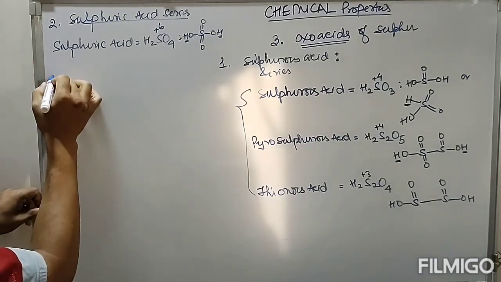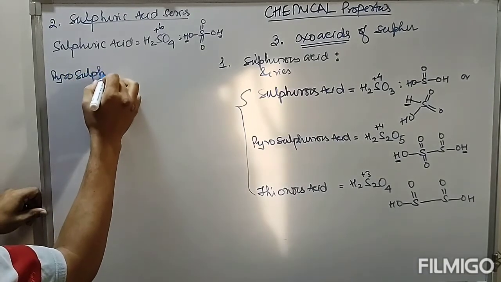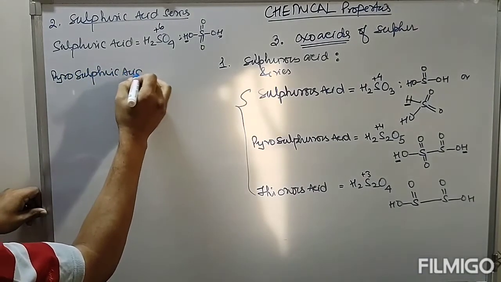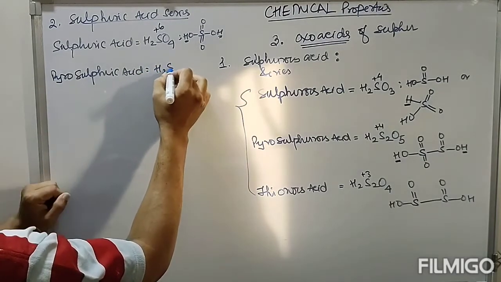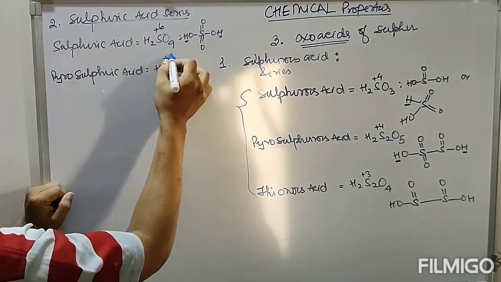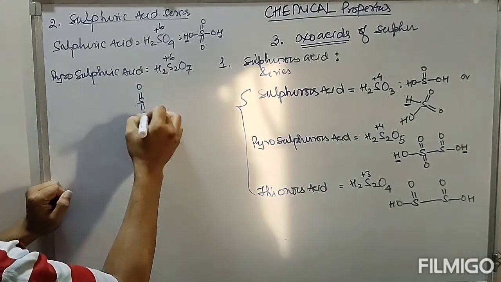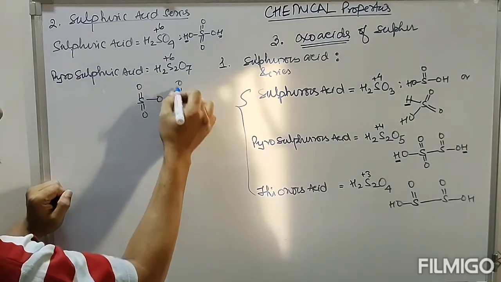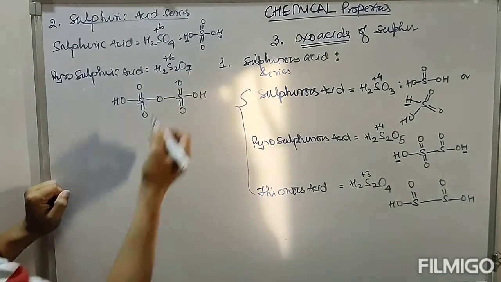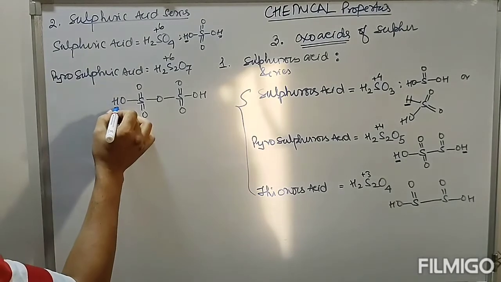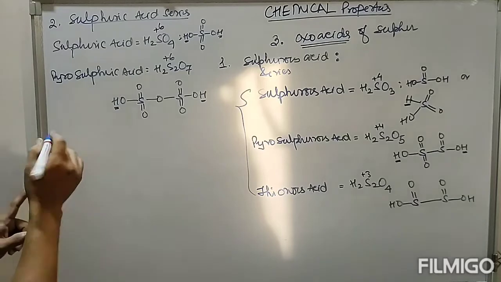Then we have pyrosulfuric acid. The pyrosulfuric acid formula is H2S2O7, and the oxidation state is still +6. Structure is two sulfuric acid units joined through a common oxygen, that is pyrosulfuric acid. Ionizable hydrogen is 2, so the acidic character or the n factor is again 2.